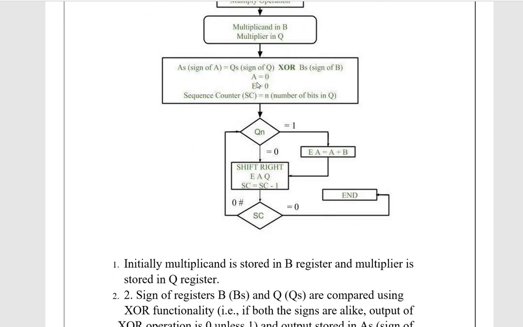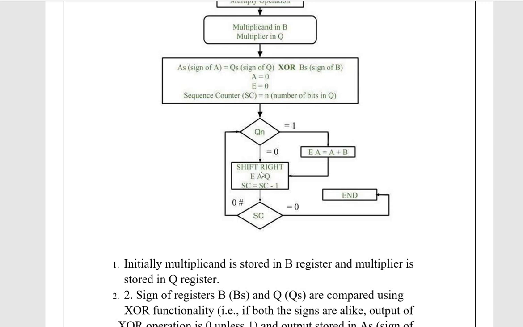First we initialize A equals 0, E equals 0, and SC equals n, the number of bits in Q. When Qn equals 1, then it sets EA equals A plus B. Otherwise, if Qn equals 0, then the right shift algorithm applies on EAQ, and then SC equals SC minus 1. If Qn equals 1, then A equals A plus B, and after that it applies shift right.